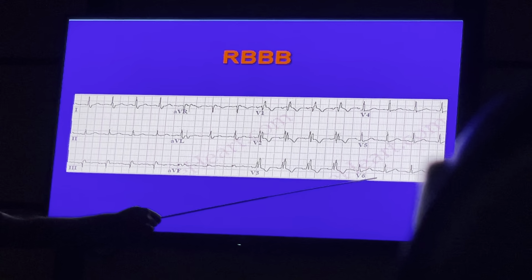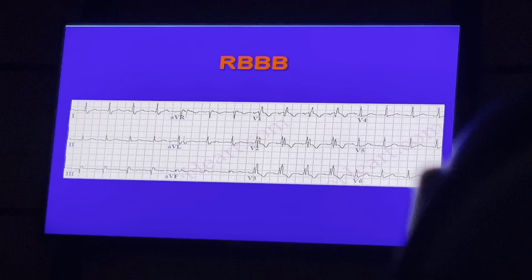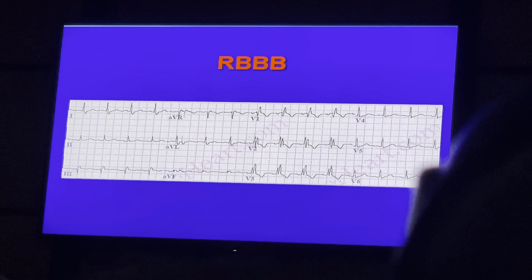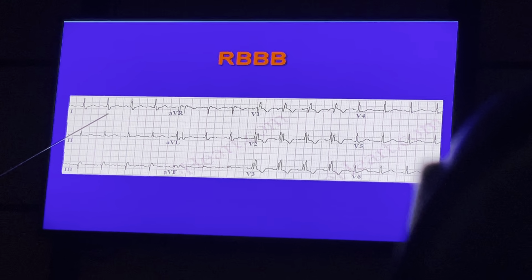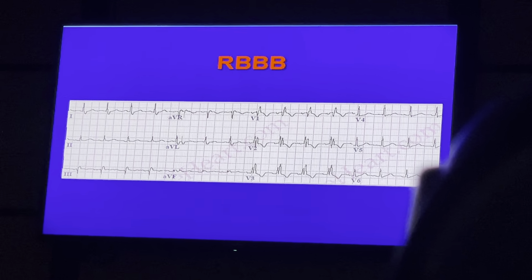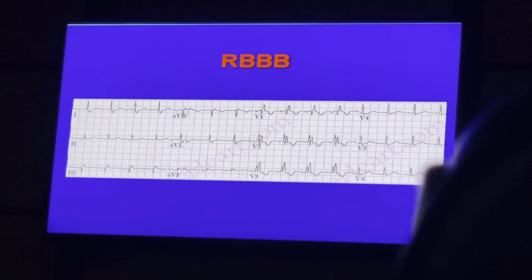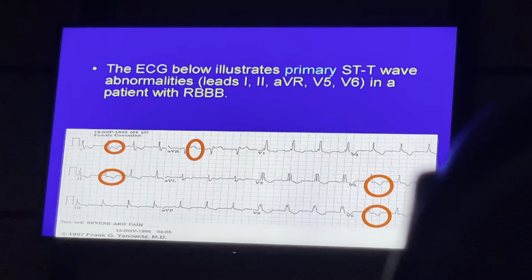Here the terminal wave is S. So ST segment and T waves are opposite from this S wave. Here the terminal wave is S. So ST segment and T waves are in the opposite direction. This is the normal uncomplicated right bundle branch block. Next, what is this?